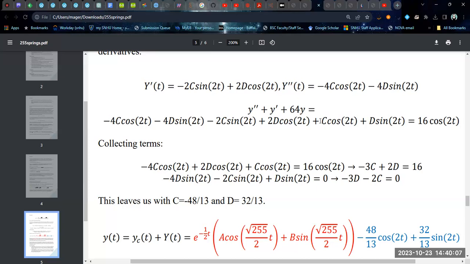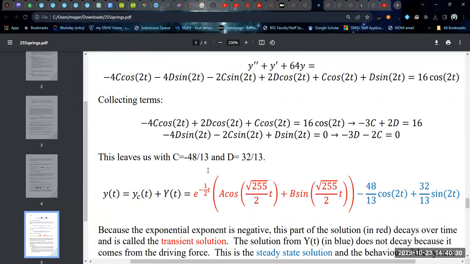That makes me depressed. But you would multiply the 64 by these two, and then set it equal to your forcing term. And what you're going to do is collect your terms, the ones for cosine and the ones for sine, and then set your coefficients equal to each other. And from there, solve for c and d, which of course are not quite correct here because I dropped the 64. But that is the general process.